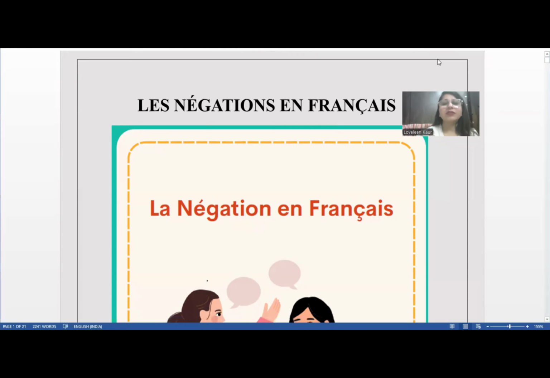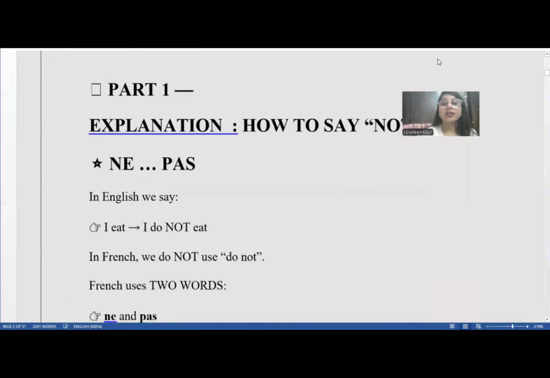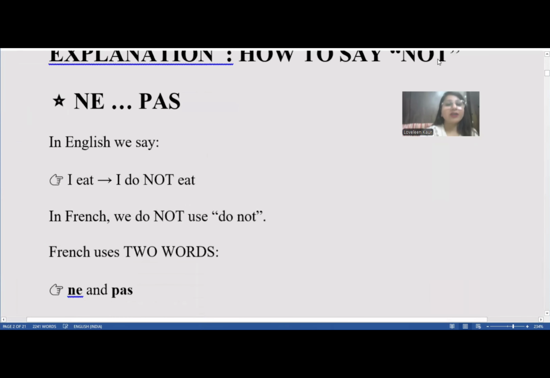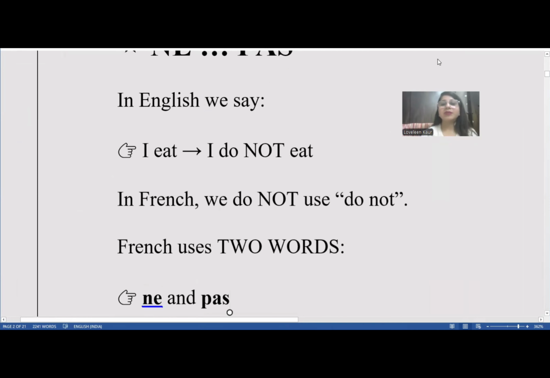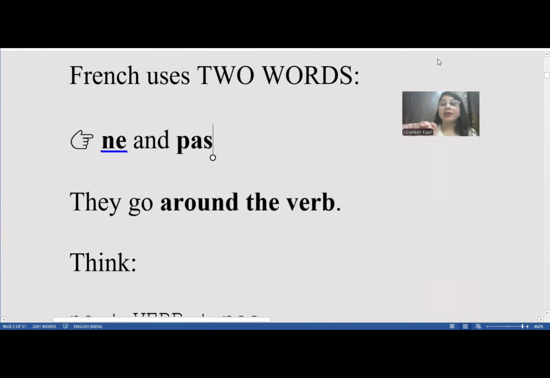So we'll begin with a very simple version, and that is the way in English language we generally say, if somebody asks you, do you like? No, I don't like. Or if I say I eat, we simply say I do not eat. In French, we do not use do not actually. We use two words, and those two words are ne and pas.